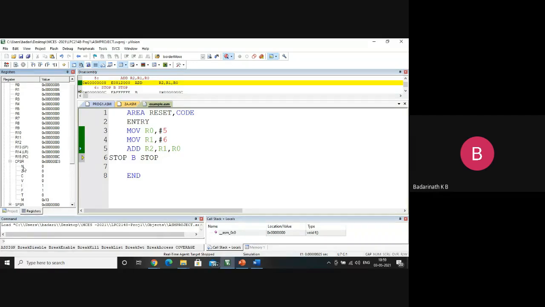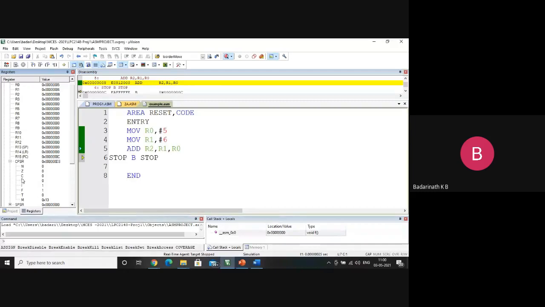What are the flags? N, the sign flag. If N is 1, that means the answer is negative. If N is 0, that means the answer is positive. That is the meaning of the sign flag, or it's called the negative flag. Zero flag: if the answer is 0, this flag is 1, indicating that you have produced a 0 answer. When the answer is not 0, it is 0.